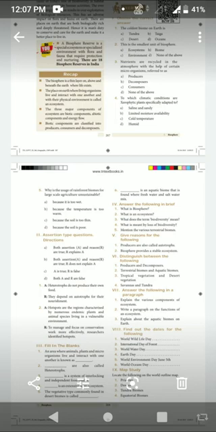Next, answer the following in a paragraph. Here, the first two questions, 1 and 2 only. Explain the various components of ecosystem. An ecosystem consists of 3 basic components. Do you know what they are? Abiotic component, biotic component, and energy component.